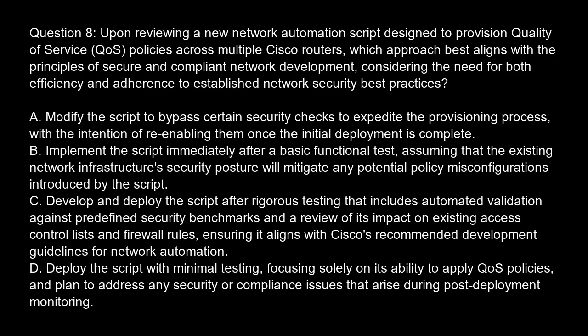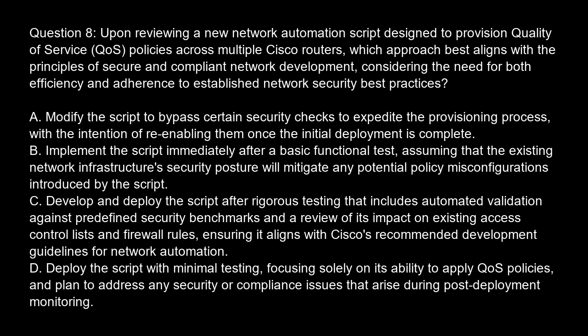Option A. Modify the script to bypass certain security checks to expedite the provisioning process, with the intention of re-enabling them once the initial deployment is complete. Option B. Implement the script immediately after a basic functional test, assuming that the existing network infrastructure's security posture will mitigate any potential policy misconfigurations introduced by the script.